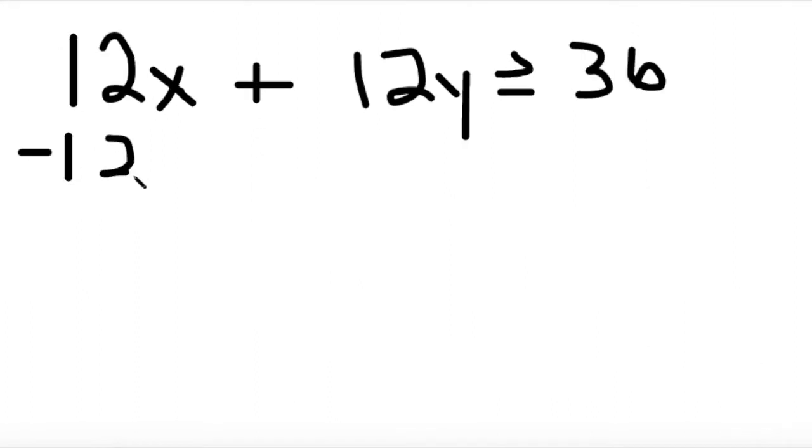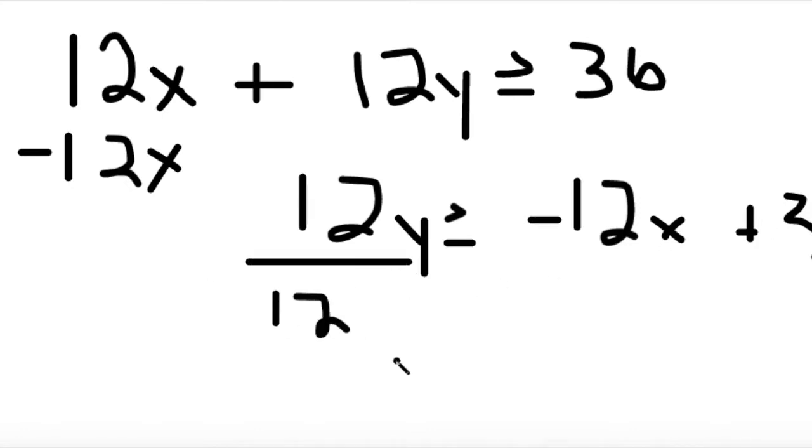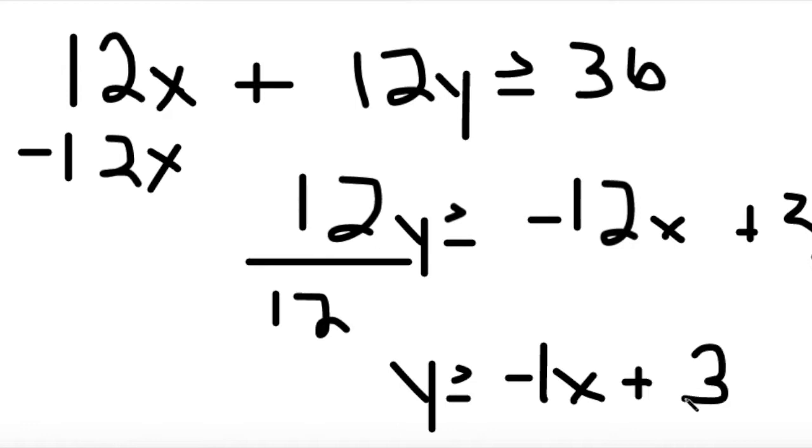To simplify our next equation, we're going to be doing the same thing by subtracting 12x from both sides. We will be left with 12y is greater than or equal to negative 12x plus 36. Then we're going to divide by 12 again from both sides, and we're left with y is greater than or equal to negative x plus 3.